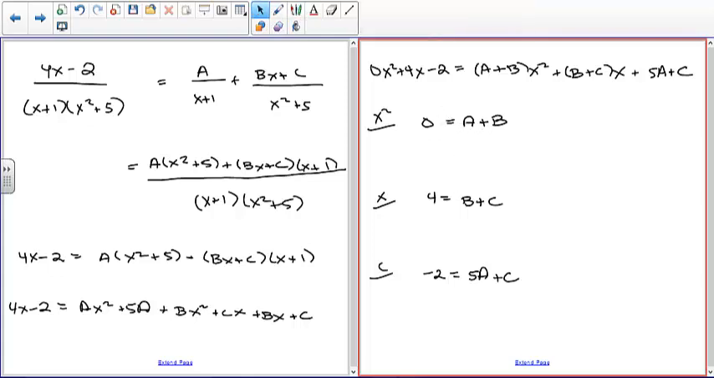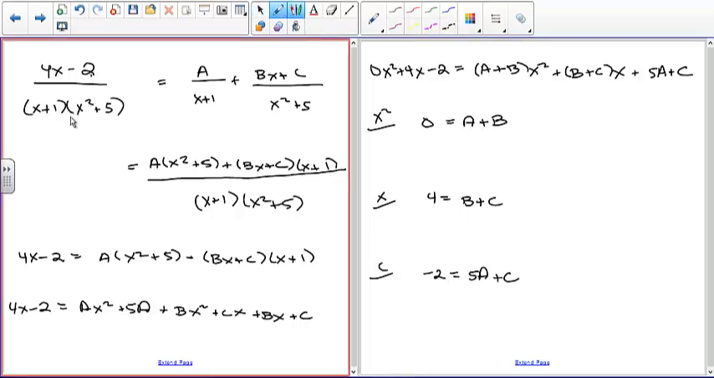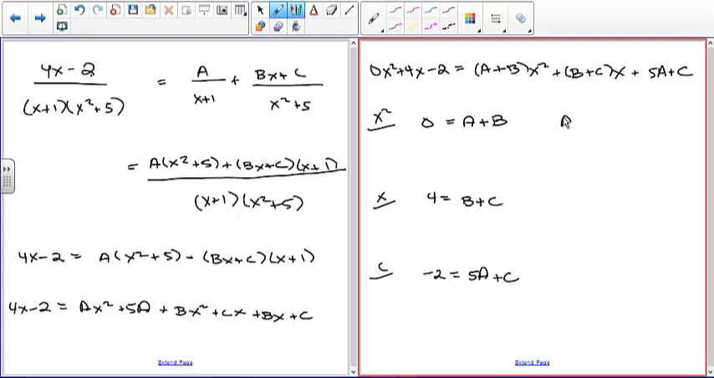So how do we do this? Well, and I'm not going to give you one harder than this. You can use substitution. What we're going to do is solve this first equation for a. So you get a is equal to negative b. And I'm going to solve the second one for c. C is equal to 4 minus b.